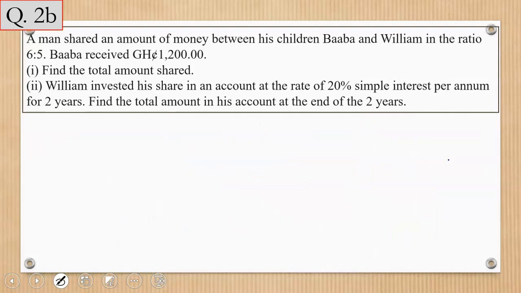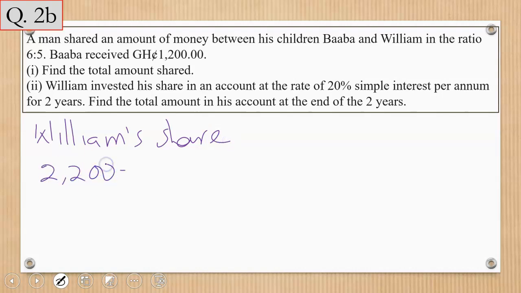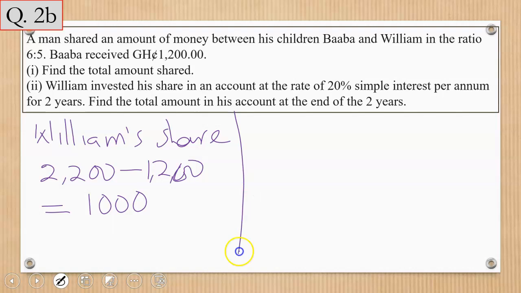Now we need to find that of William's share. Since the total amount is 2200 and Baba has already taken 1200, then William's share is going to be left with 1000. Now, according to the question, William invested all the money that he received into an investment.